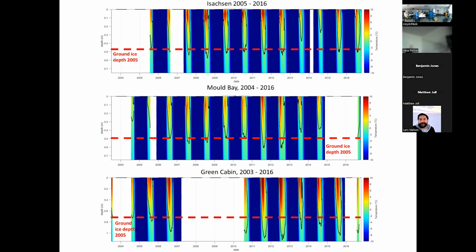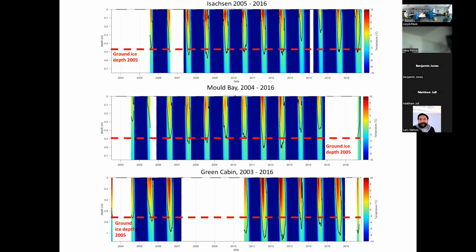So these are 3 sites, Isachsen, Mould Bay, and Green Cabin. And the red line is the depth to the top of the ice wedge when they were not disturbed yet, I mean, where it didn't start to degrade. Because we have a group of soil scientists, Chen Lu, Pink was there also, and Gary and Kelsey. So they did lots of digging, and we established this distance from the surface to the top of the ice wedges. And that's the red line.